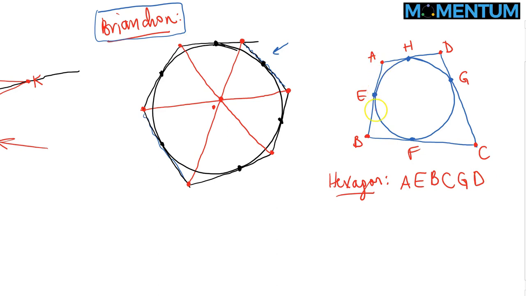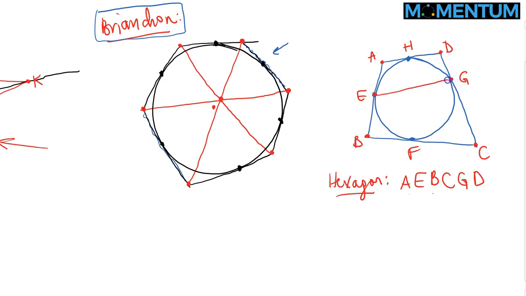Because look at these sides. AE and EB, it's just a straight line, right? So I'm splitting AB. I'm reinterpreting the side AB of this circumscribed quadrilateral as 2 different segments, right? Does that make sense? And as such, now I can apply Brianchon to these 6 points.